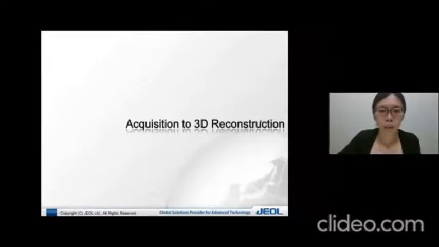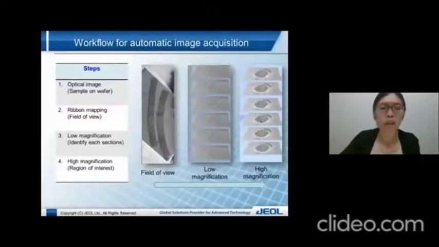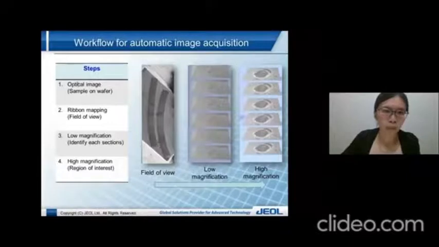Now I will demonstrate how our system can perform auto acquisition to 3D reconstruction. Okay, so this is the workflow for the automatic image acquisition. This table shows the step-by-step. First, we have the optical image showing all the samples on the wafer. In the second step, we perform SEM mapping on all the ribbons on the substrate. This is an example showing 2 ribbons on the silicon wafer.